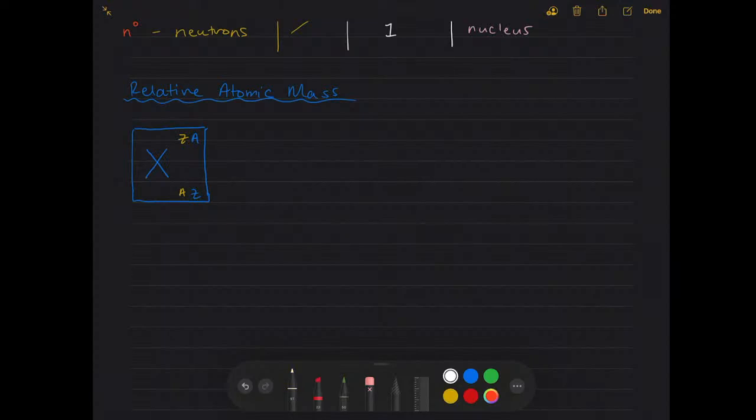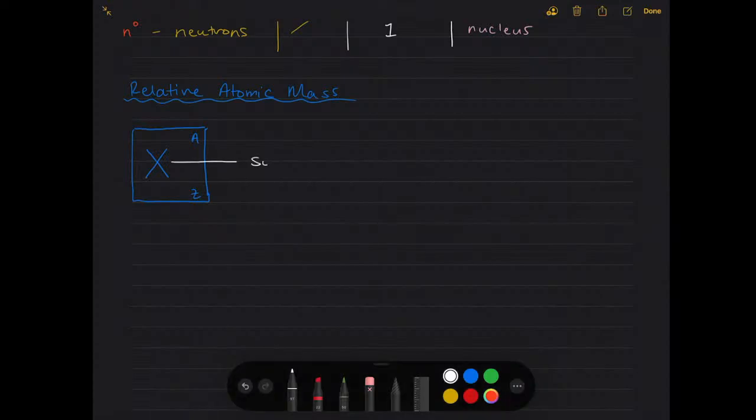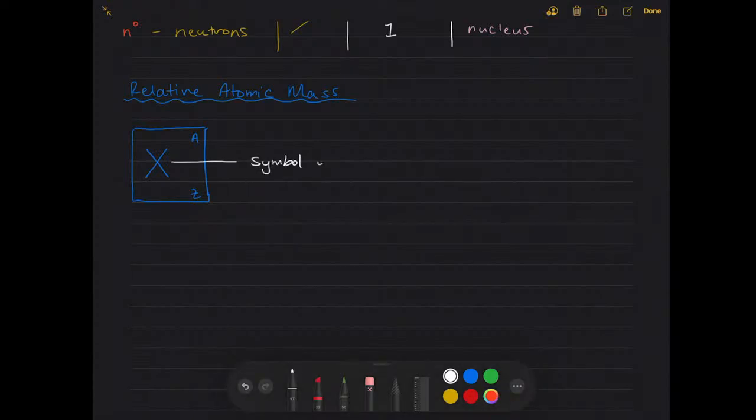What do I mean by A, Z, and X? If I go ahead and give you the general format for the periodic table, this is what it looks like. X represents the symbol of the element. A represents what we call atomic mass, and I'll add in relative atomic mass.